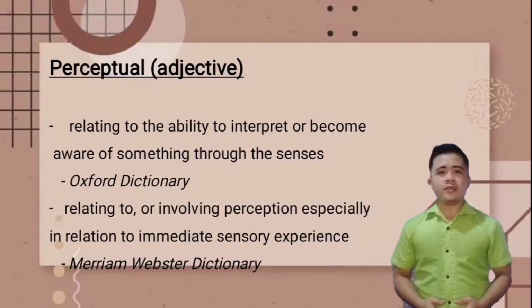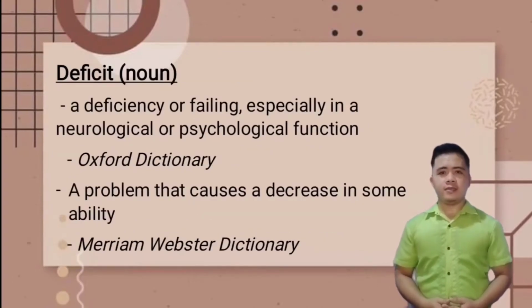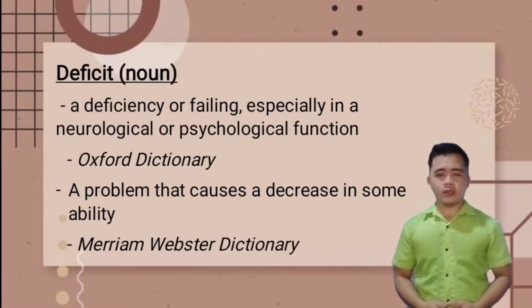According to Oxford Dictionary, perceptual is relating to the ability to interpret or become aware of something through the senses. While according to Merriam-Webster Dictionary, it is relating to or involving perception, especially in relation to immediate sensory experience. Our second word is deficit, a deficiency or failing, especially in a neurological or psychological function, according to Oxford Dictionary. While according to Merriam-Webster Dictionary, it is a problem that causes a decrease in some ability.